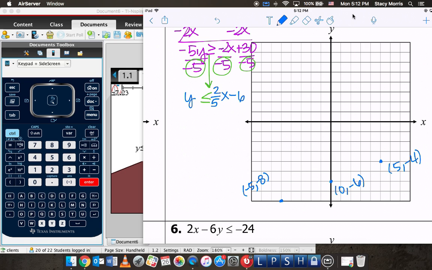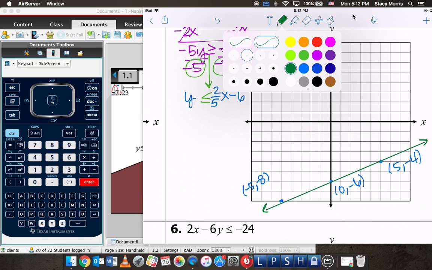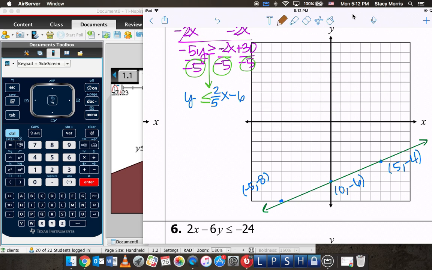So we're going to draw a solid line. So there's our solid line. Mine's not perfect, and we're shading below. So we're going to shade this below the line. So all of this down here is a solution. Points on the line, so -5, -8, 0, -6, and 5, -4 would all also be solutions because they are on the line and it is a solid line. So those are solutions. 0, 0 out here outside the shaded area would not be a solution.